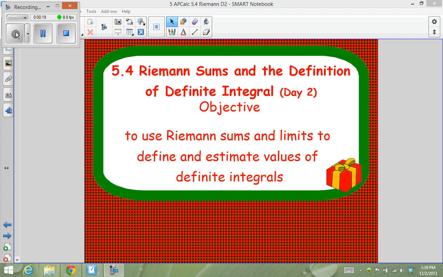Riemann Sums and the definition of definite integral, day 2. Our objective is to use Riemann Sums and limits to define and estimate values of definite integrals. So we're going to start with where we were yesterday and then move forward in a hurry from there.